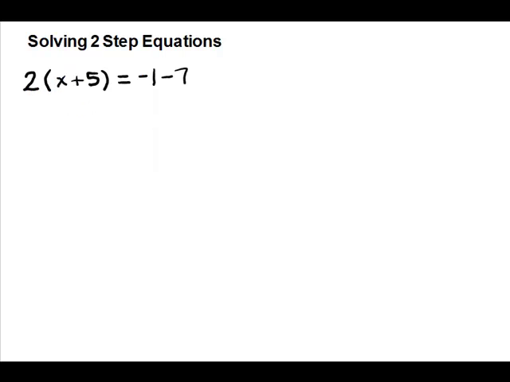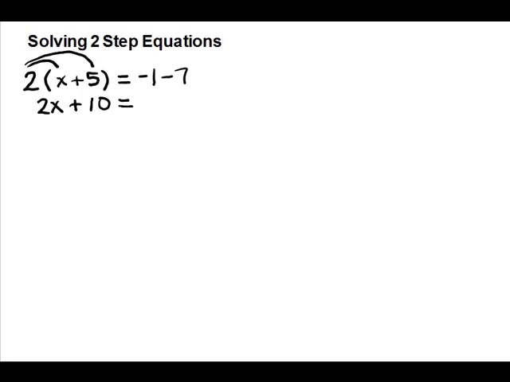Here's an example that requires some simplifying first. So we will simplify on the left. We need to distribute the 2 to get our parentheses off. So 2 times x will give us 2x. 2 times 5 will give us 10. Parentheses comes off, equals comes straight down.